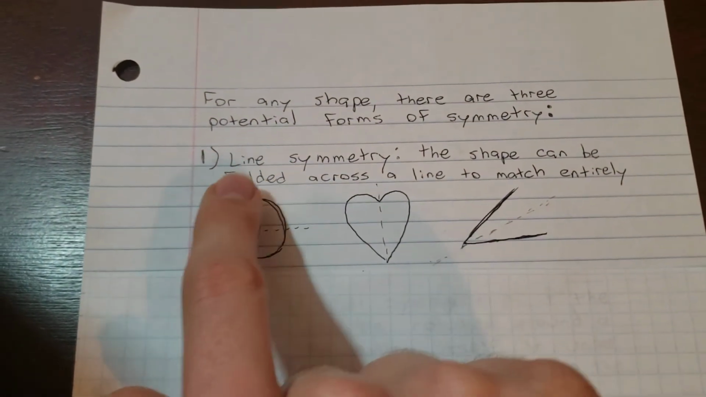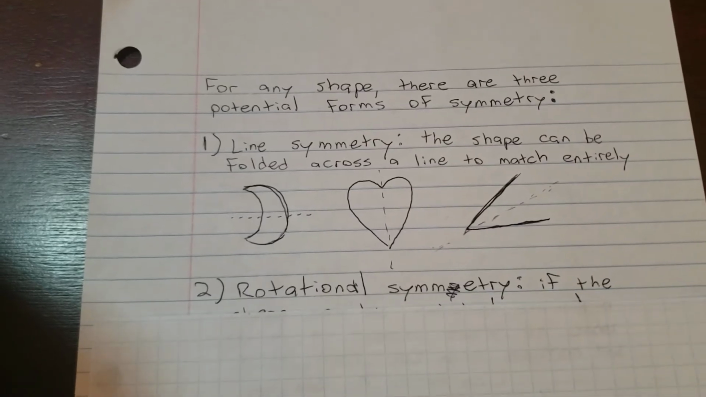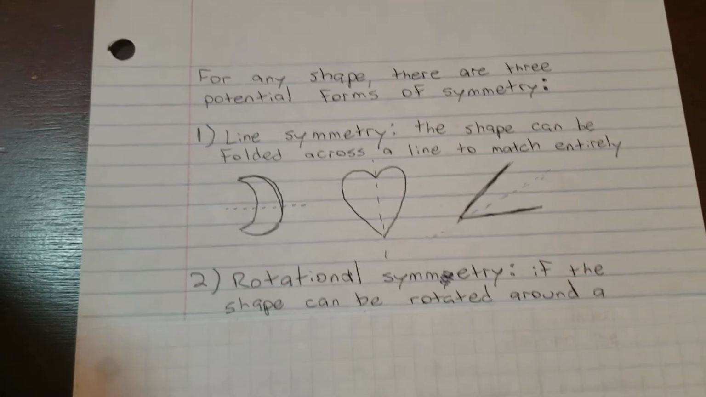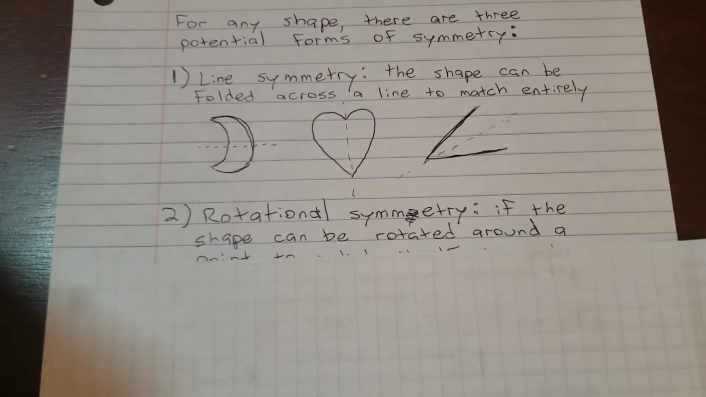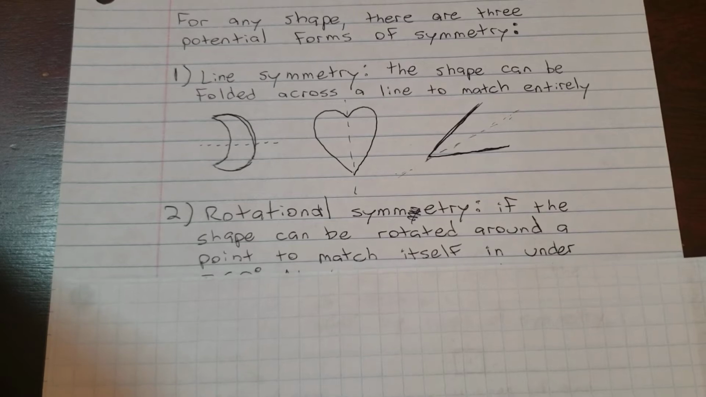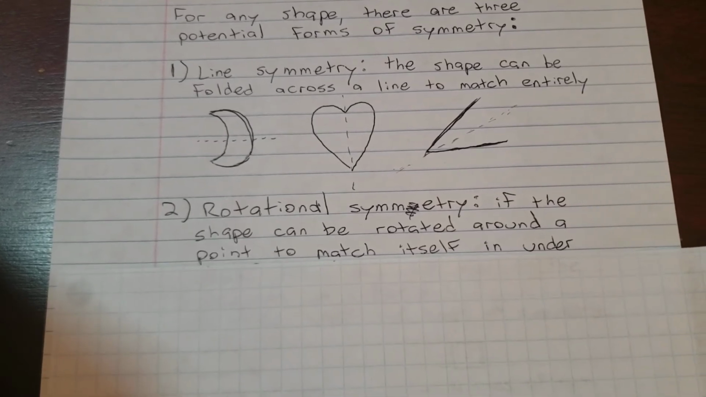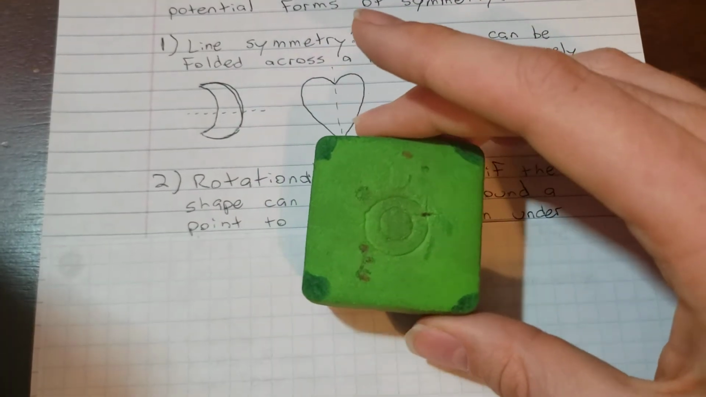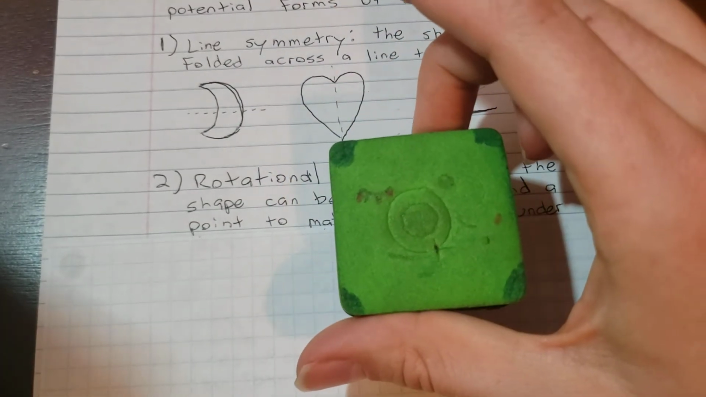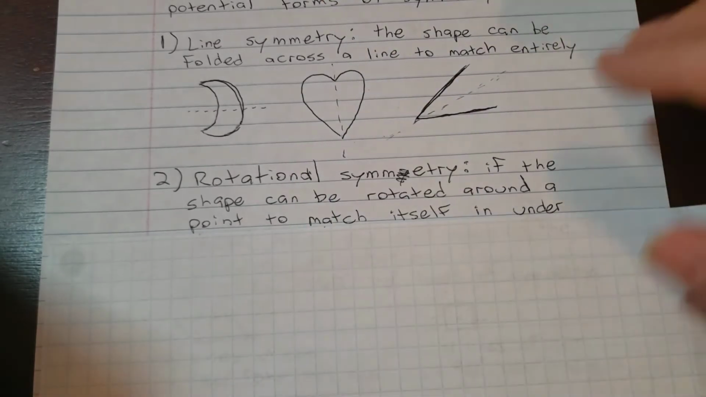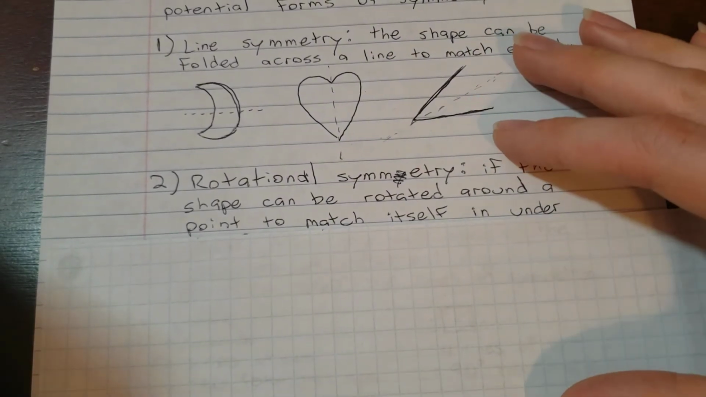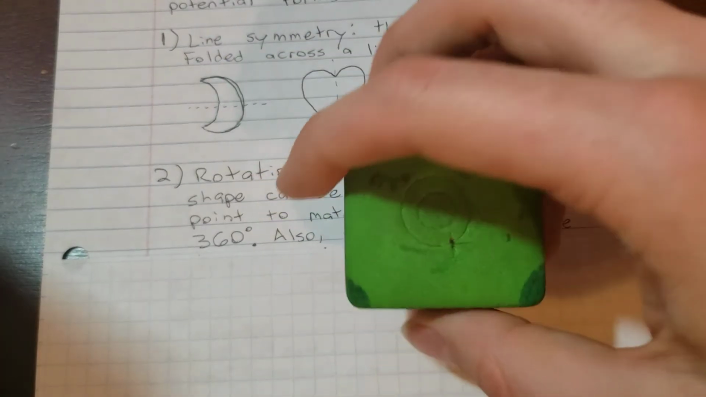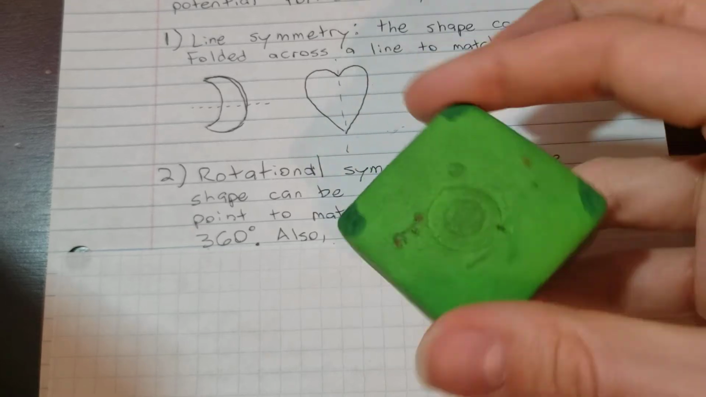A potential form of symmetry is a line of symmetry. The second one is rotational symmetry. That is if the shape can be rotated around a point to match itself. Okay. So that would be me taking this guy and rotating it. Yep, it's still matching itself. But it must rotate in under 360 degrees. So you can't rotate it all the way around and say, oh, yeah, look, it's the same.